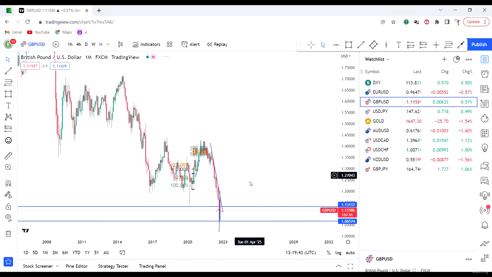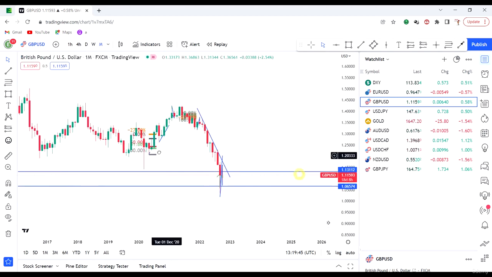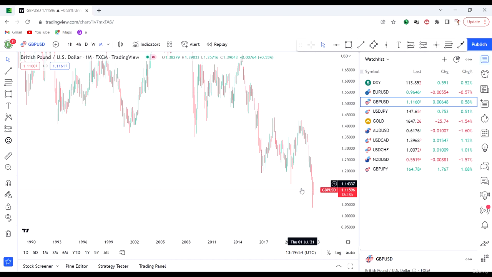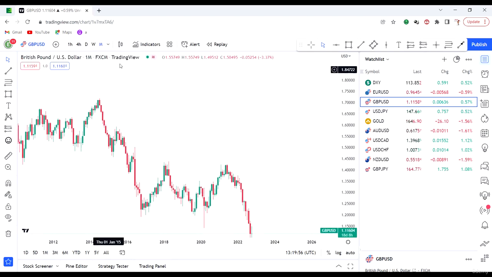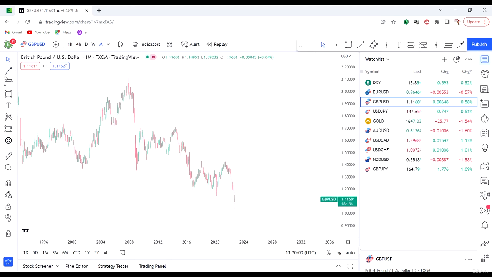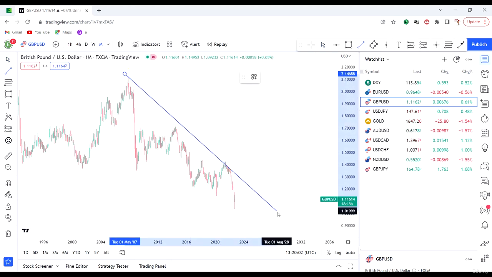and if you come on the monthly, we can see a clear downtrend. Let me just delete all the drawings, remove drawings, right? From the monthly, we can see that there has been a clear downtrend.